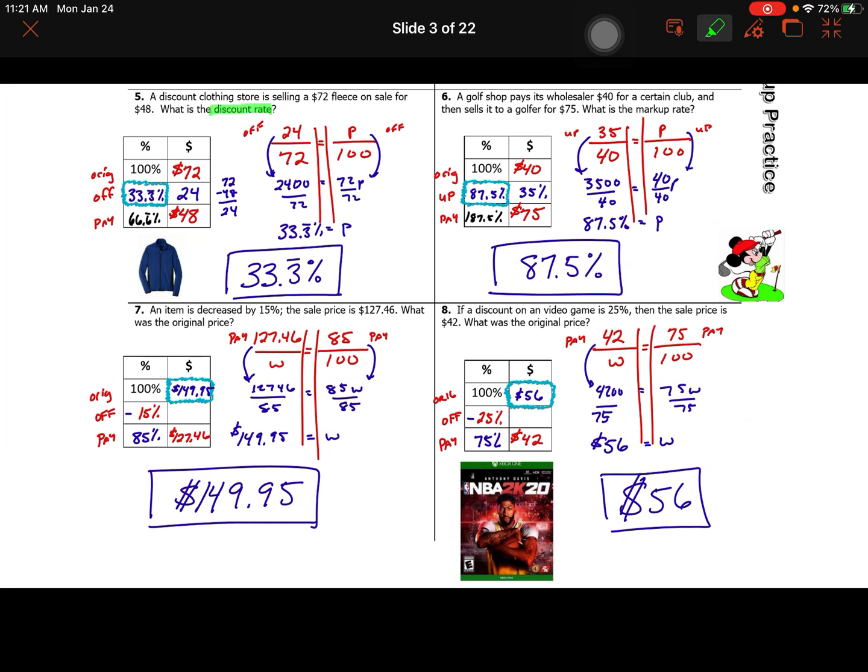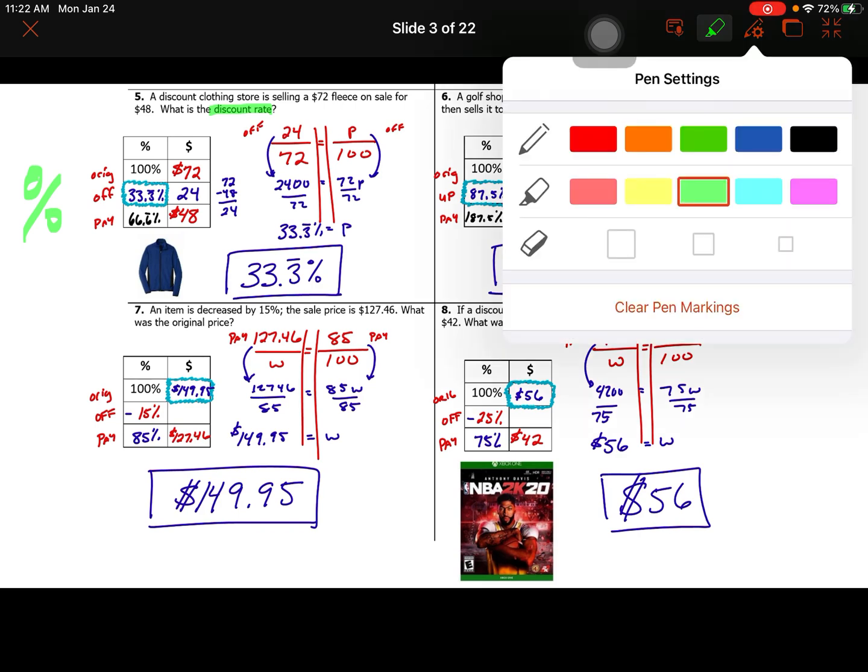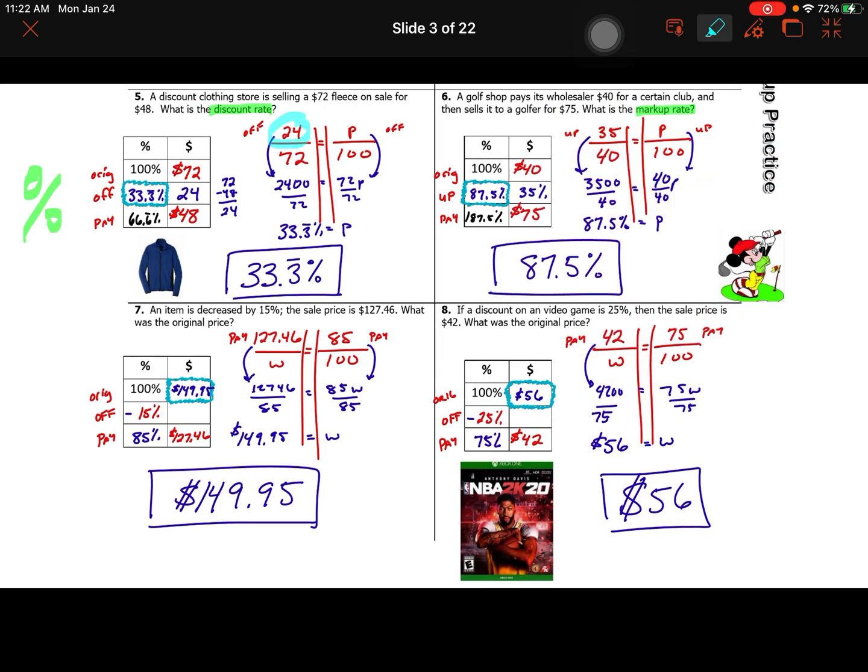As you look at number 5, you're looking for discount rate. Today we're going to talk about interest rate. When you hear the word rate, like tax rate, what they're referring to is a percent. In this case, the most common mistake that students make is they use 48 up on top instead of the 24. If you use 48, you end up with 66.6 repeating percent. Well, that would be the percent you're paying. And you could work backwards if you recognize, by subtracting from 100%, to get to the 33.3 repeating percent.